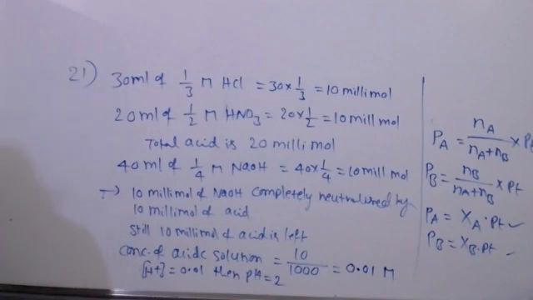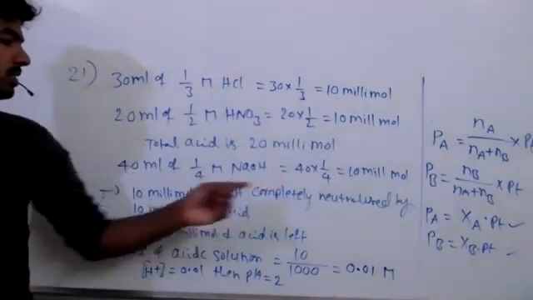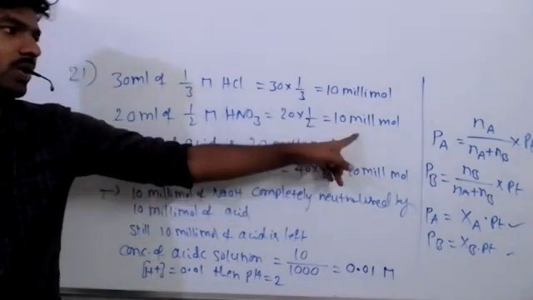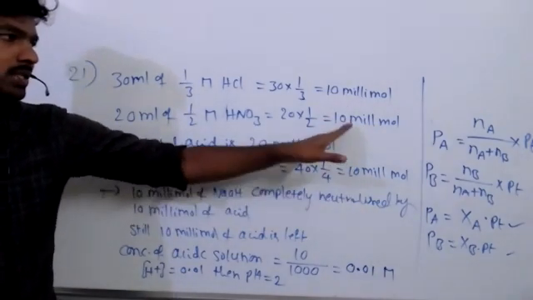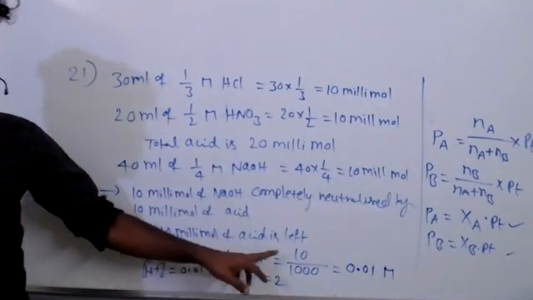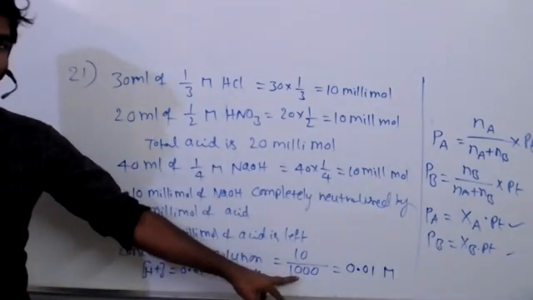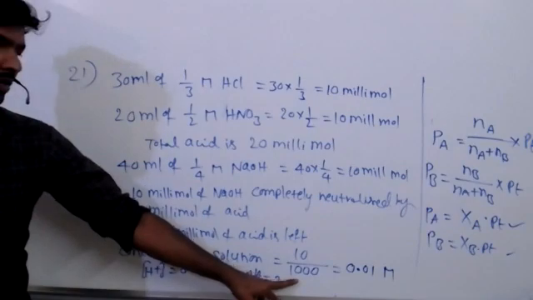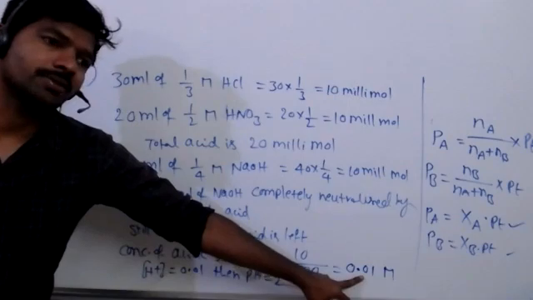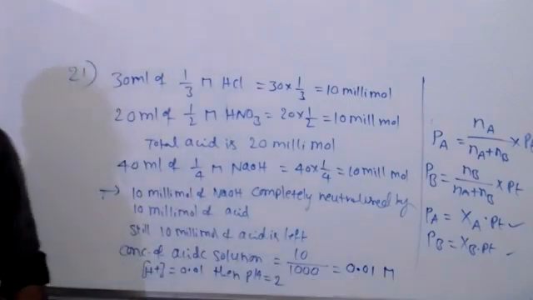So this depends on excess reagent and limiting reagent only. All acids we convert into millimoles, and the base also we convert into millimoles. The base is in less quantity, the acid is in large quantity. So 10 ml is neutralized, but still 10 ml of acid is left. The 10 millimoles we divide with the total volume of solution, 1000. It gives the concentration of solution, which is the acid H plus concentration. So it's then very easy to calculate pH.